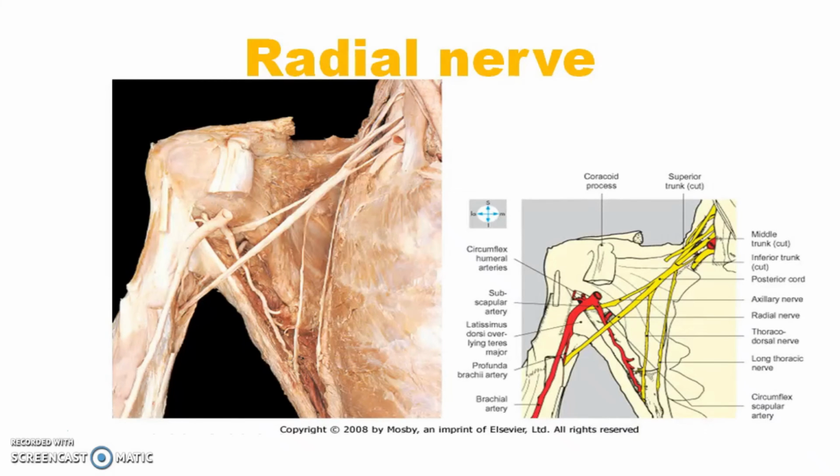And then here you can make out the image clearly. This is the radial nerve, which is going in the posterior aspect. This is the radial nerve, you can make out clearly. This is the radial nerve, and this is the profunda brachii vessel coming from the brachial artery. Both these structures are going together.